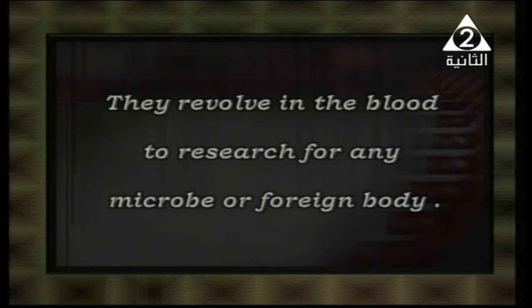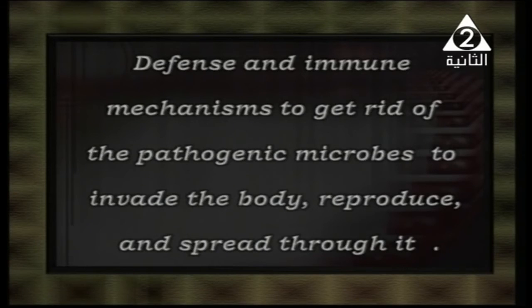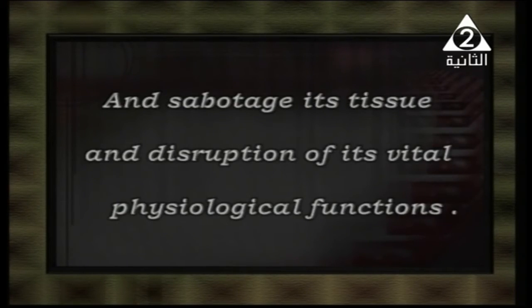So they don't stay in the same place, but circulate with the blood circulation, searching for microbes or any foreign body to attack it and destroy it in the body. This is also the defense and immune mechanism, to remove and get rid of pathogenic microbes that invade the body, spread inside it, and sabotage it, meaning to destroy its tissue and disturb its vital physiological functions.